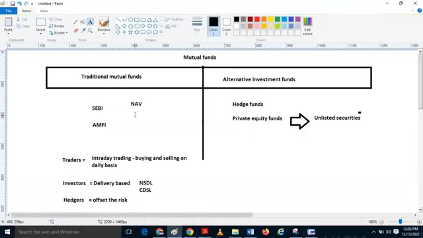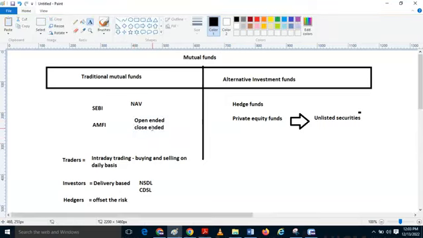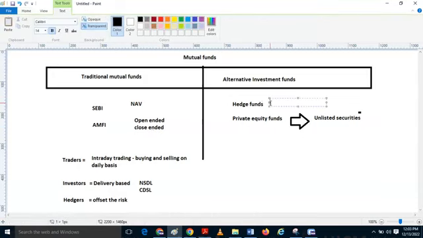But there is a lock-in period. Like if you see a traditional mutual fund, there are open-ended funds and there are closed-ended funds. Closed-ended funds are for tax-saving people, and in open-ended you can buy today and sell tomorrow. This is the hedge funds actually.